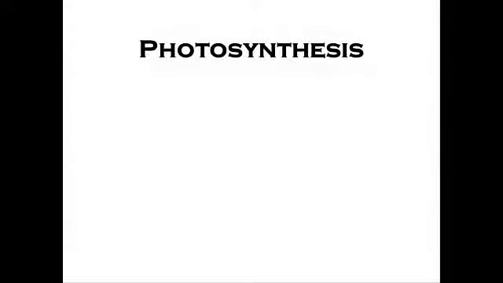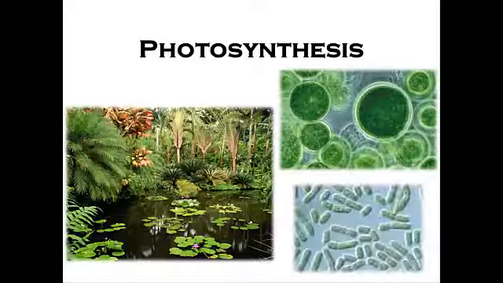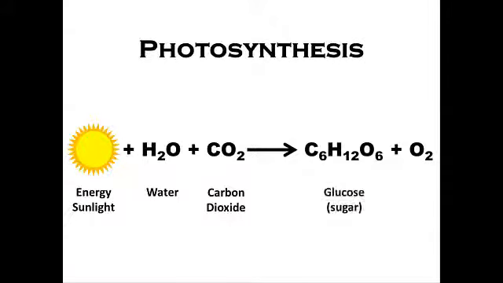Photosynthesis is a process in which organisms, known as autotrophs, make their own food. Photosynthesis occurs in plants, algae, and cyanobacteria. Photosynthesis uses the energy from sunlight to power the steps that use water and carbon dioxide in the environment to make glucose, and as a waste product, oxygen.